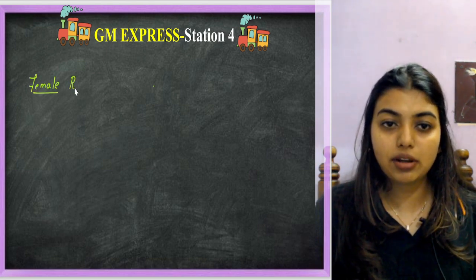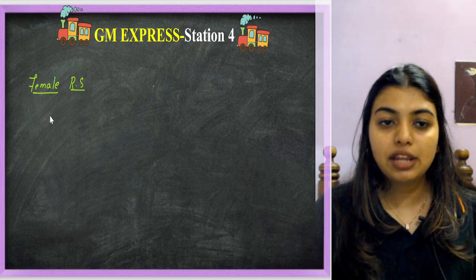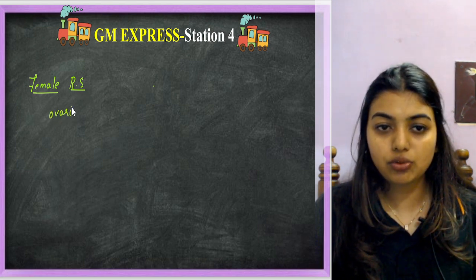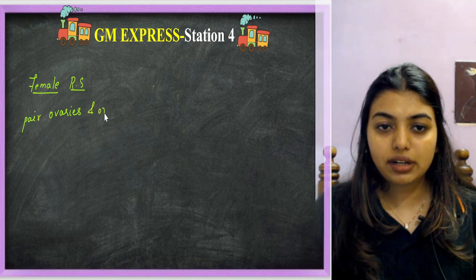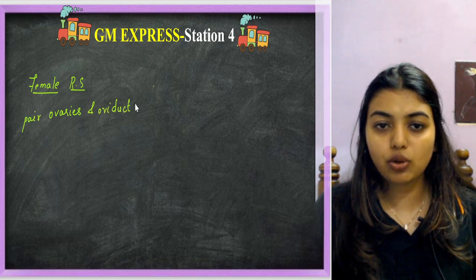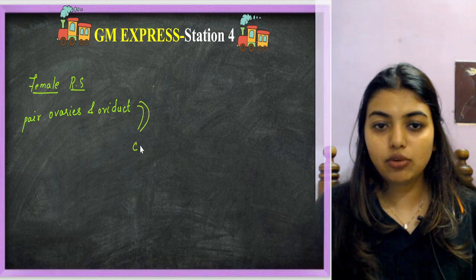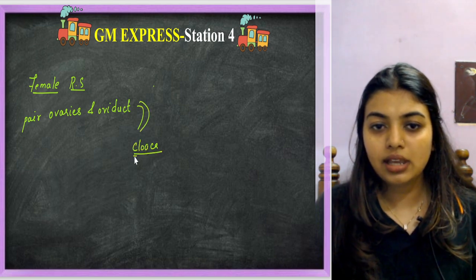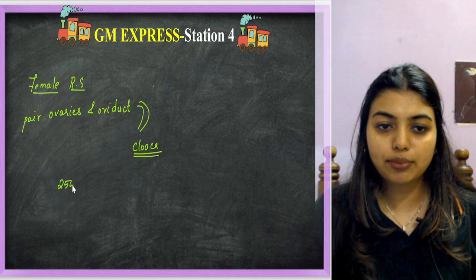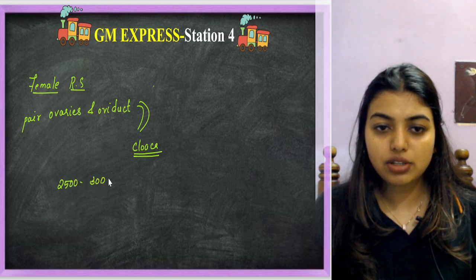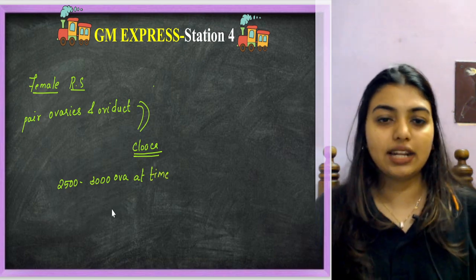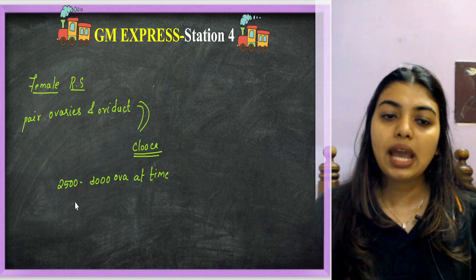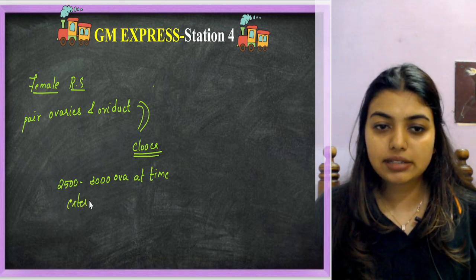So female reproductive system, students, what is going to happen in female reproductive? A pair of ovaries are there, and oviduct is there. Now this oviduct will open separately into the cloaca. It can give up to 2500 to 3000 ova at a time, and imagine that summer and winter are not considered, thank God, otherwise it would have become frog's land. Then this fertilization is going to be external.